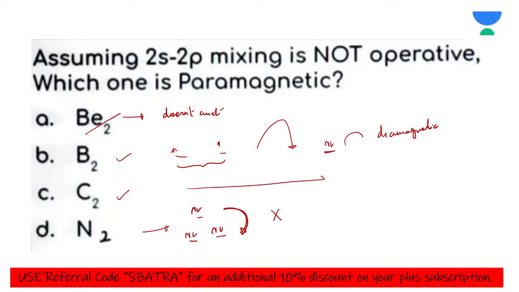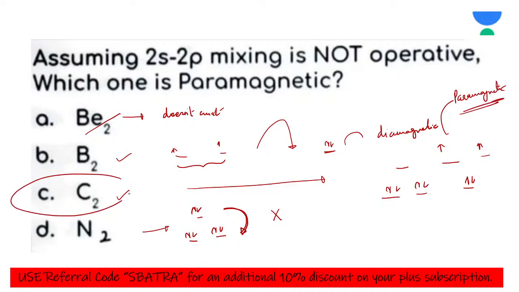Fine. Next you have carbon. What next you have to see? You have 4 electrons, and definitely there is sp mixing. If sp mixing is operative, it's diamagnetic. But if I just remove this sp mixing, these orbitals will look like this, and you need to fill 4 electrons: 1, 2, 3, and 4. So this compound is paramagnetic. So option C is definitely your correct answer, that is C2.